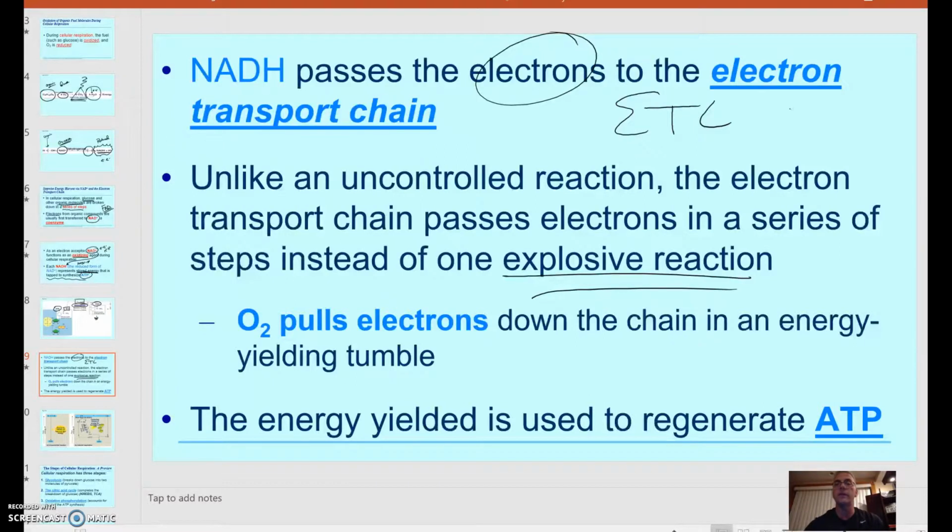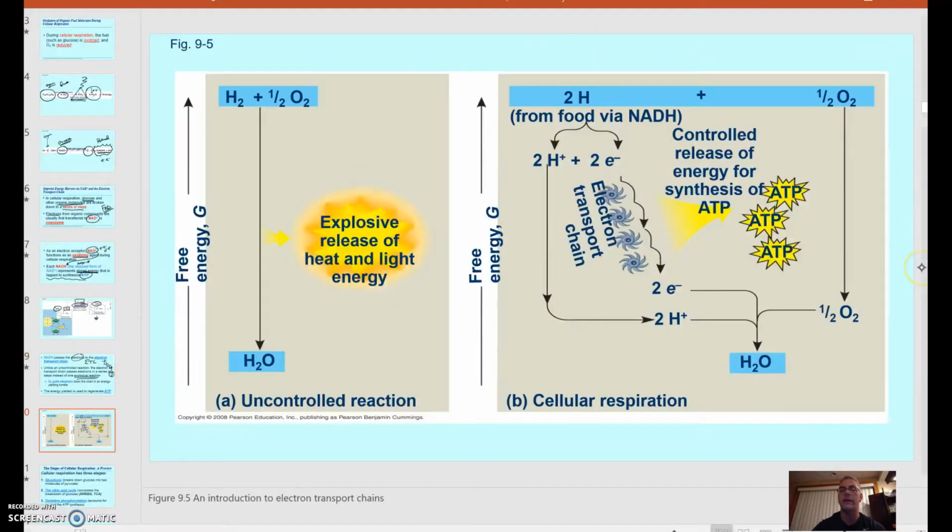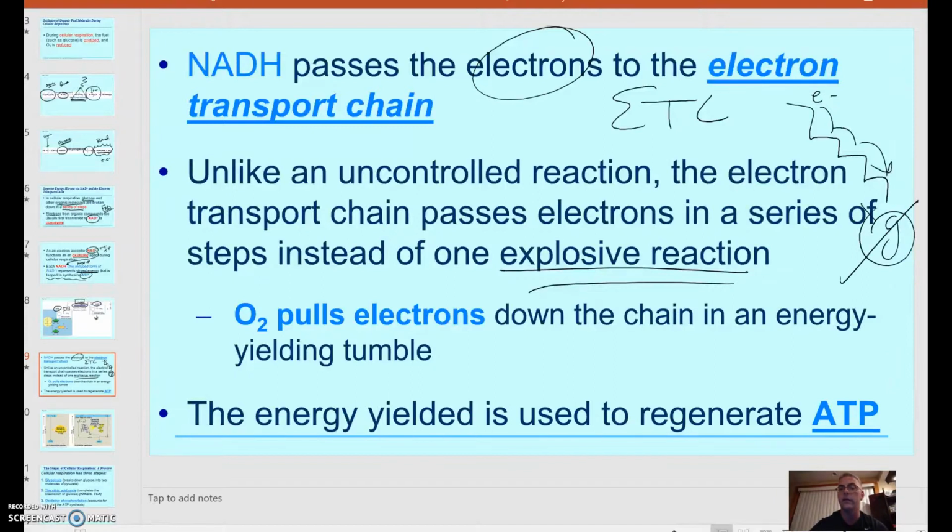I like to think of the electron transport chain, and I'll go over this a little bit more later, as almost like a stairwell, in the fact that the electron is going to move down the stairs. And if it was a real set of stairs, what would move a ball down the stairs would be gravity. So you have this gravity at the bottom. In the electron transport chain, it's not gravity that's pulling it down.